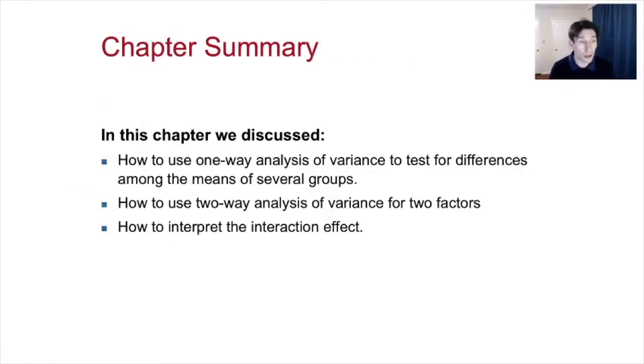And so we are at the end of the chapter. What did we look at? We saw how to use one-way ANOVA to test the differences among the means of several groups along one factor, how to use two-way ANOVA to do the same thing with 2 factors, and then we looked at the interaction effect.